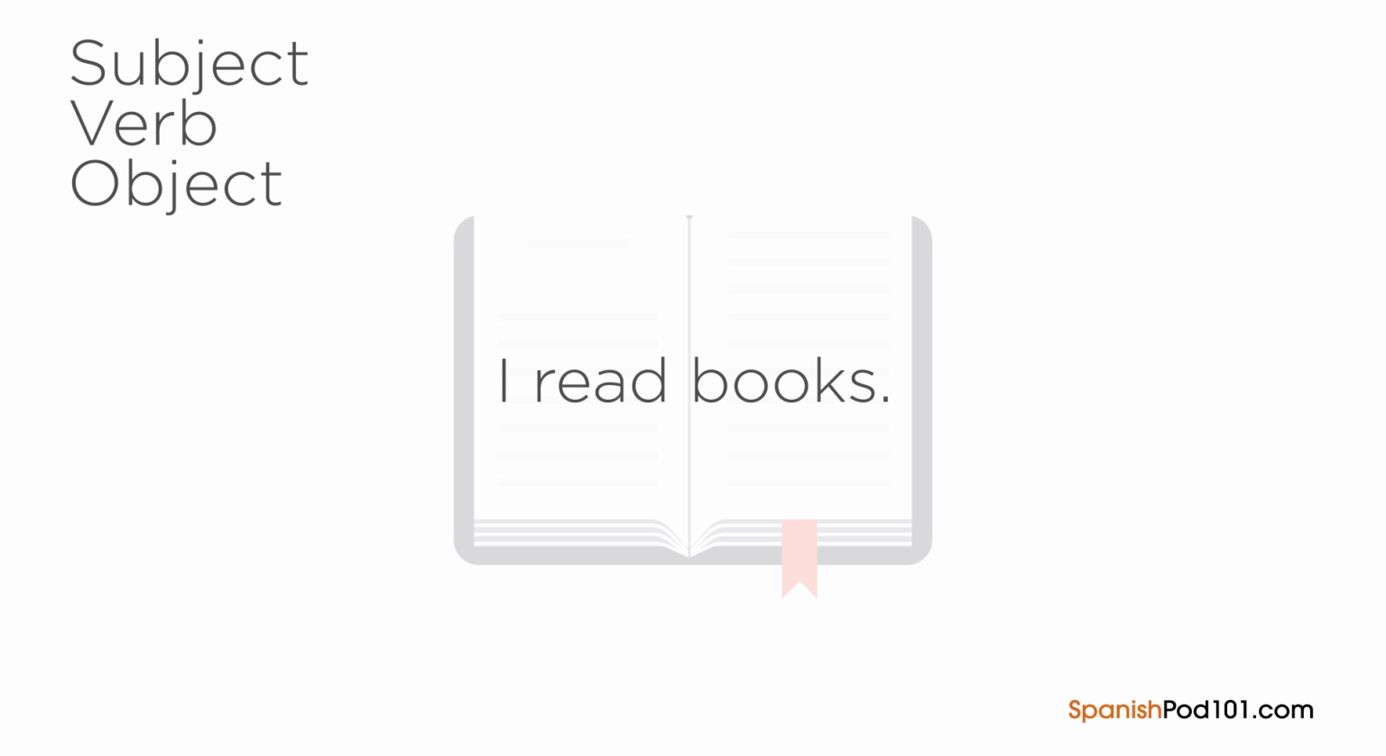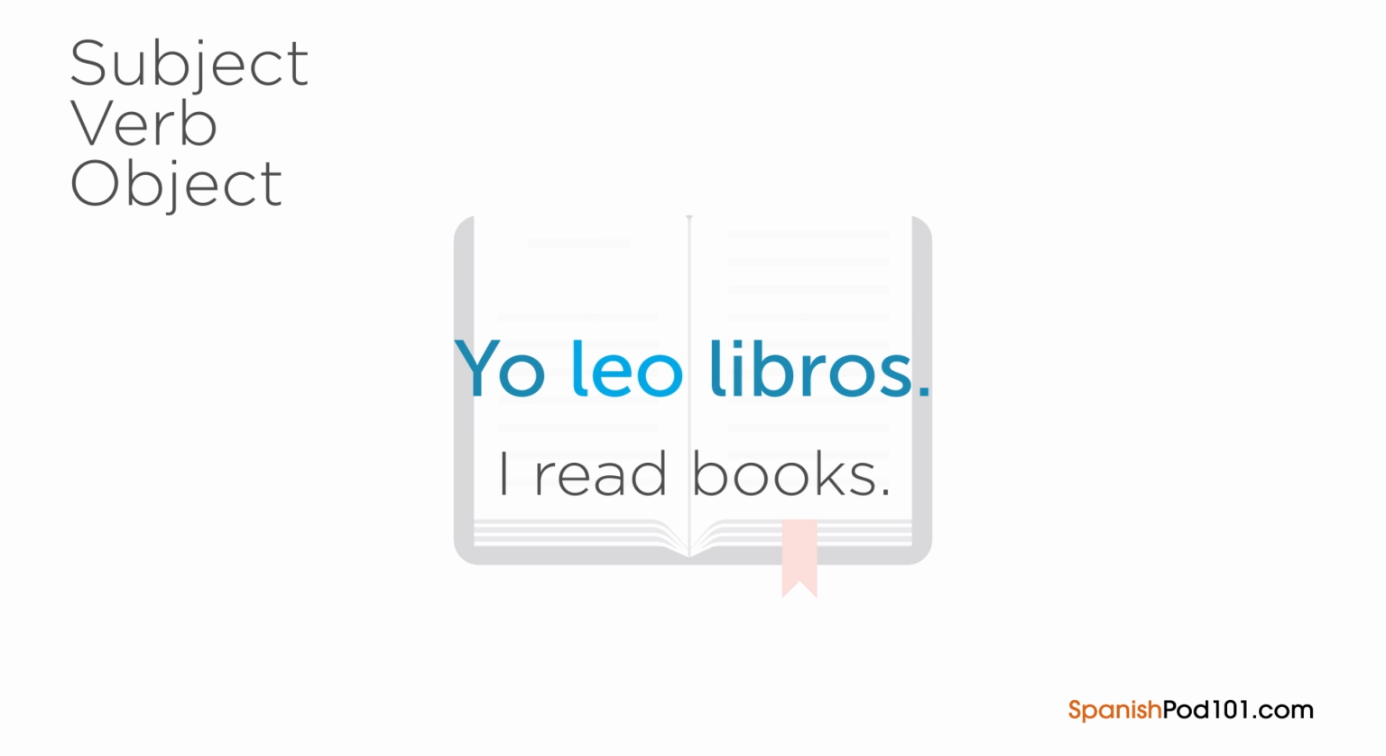Now, let's compare that same sentence, I read books, in Spanish. Yo leo libros. If we break down the Spanish sentence, we get the subject, yo, meaning I. Then comes the verb, leo, meaning read. And finally, we have the object, libros, meaning books.